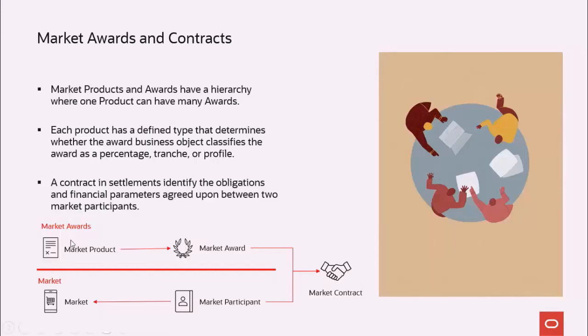So here there are a lot of market product sets where one market product has been awarded through a market contract, and this market contract has been won by a market participant which is a part of the market. So here this is the interrelationship between the market participant and market product through market contract. So let's see this information through the application itself.